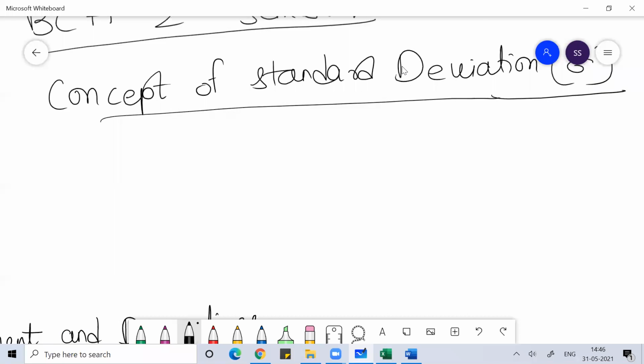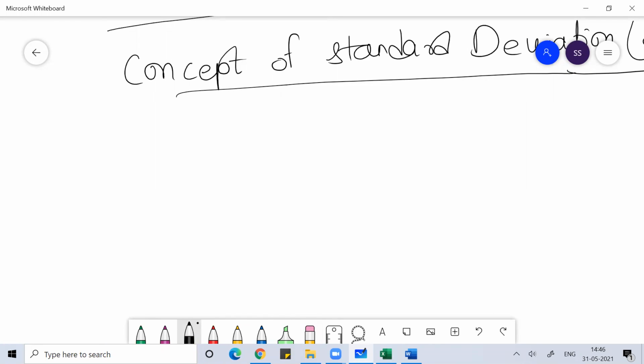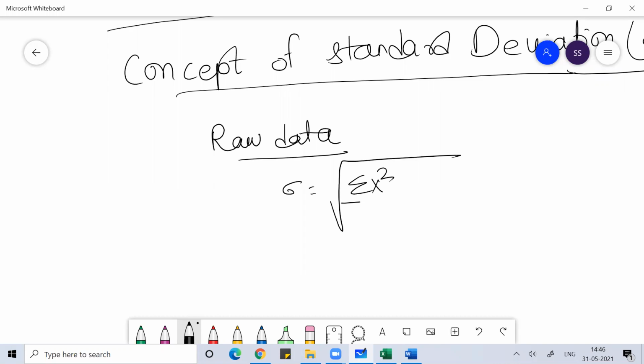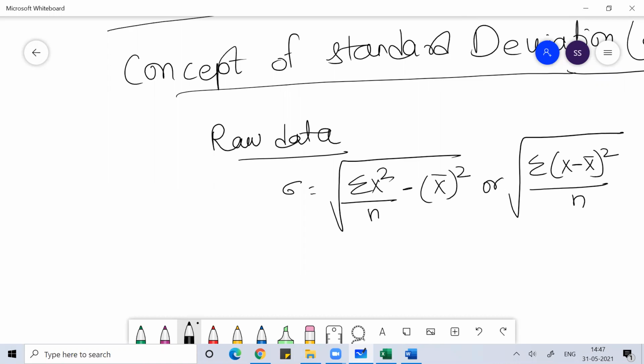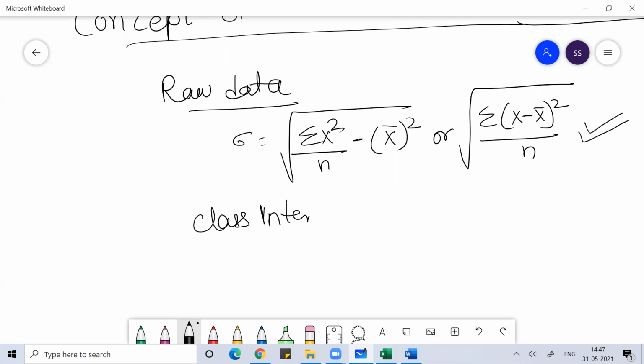The formula for standard deviation, if we have raw data: we calculate standard deviation either by this formula, under root of summation of x square by n minus x bar square. We already did numericals based on this formula. Or you can use the formula under root of summation of x minus x bar whole square by n. When you get a question where you have raw data, you use this formula.